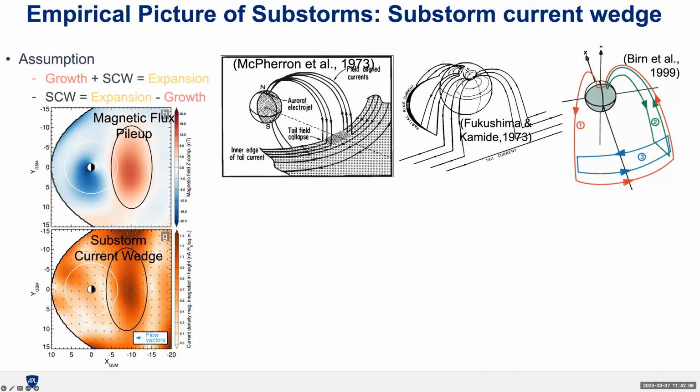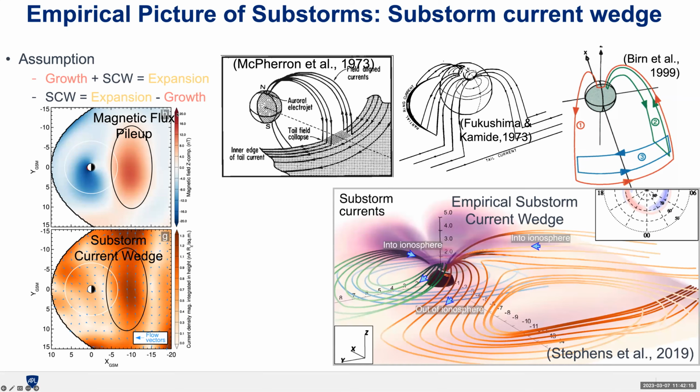So if we subtract the expansion phase from the growth phase, what we're left with are the current systems that were added during the substorm. And what we end up getting is this empirical picture of the substorm current wedge derived from this data mining based approach.